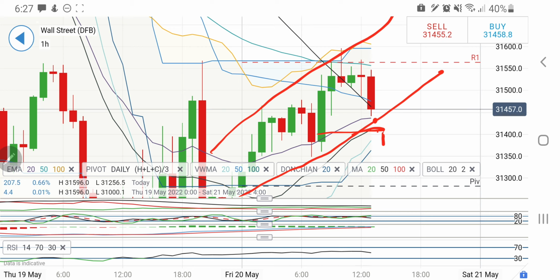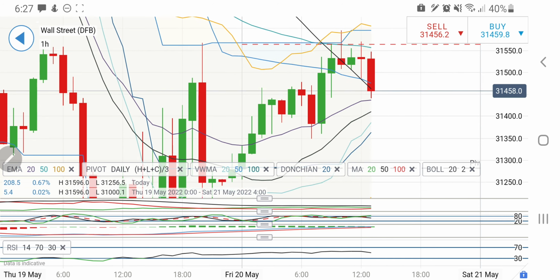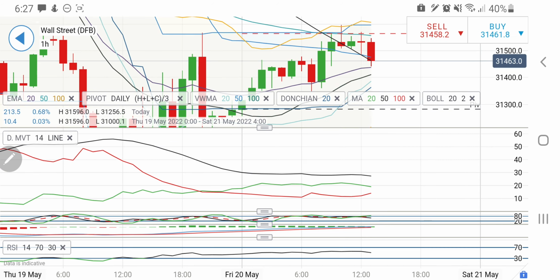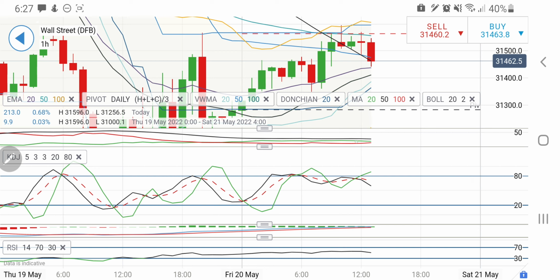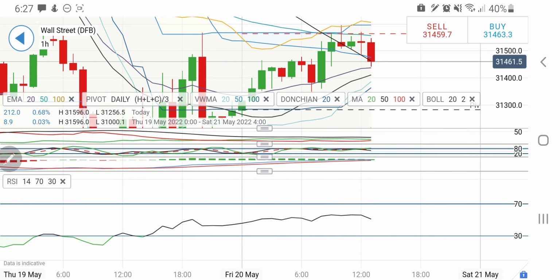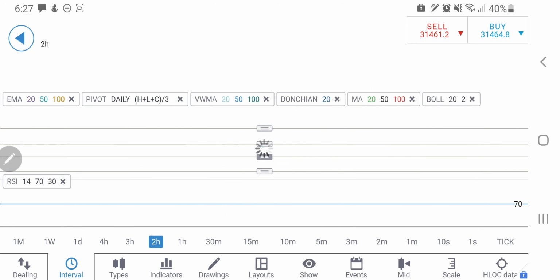If it breaks past 31,400, one can expect that it may try to go back till towards 31,350, 31,300, and below that one can expect a sharper drop. At the same time, breaking beyond 31,570, one can expect it to rise strongly on the upside. Directional movement is trying to converge. The stochastic is looking downwards. The MACD is trying to converge. The RSI is looking downwards. So this is just on the hourly charts.